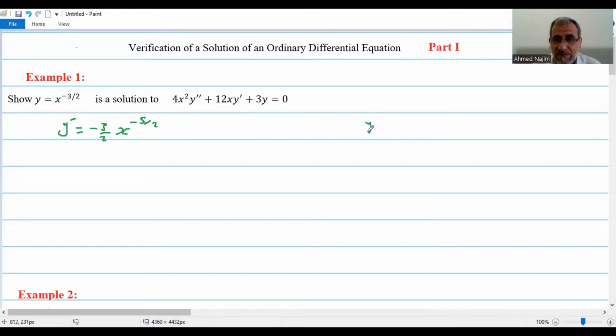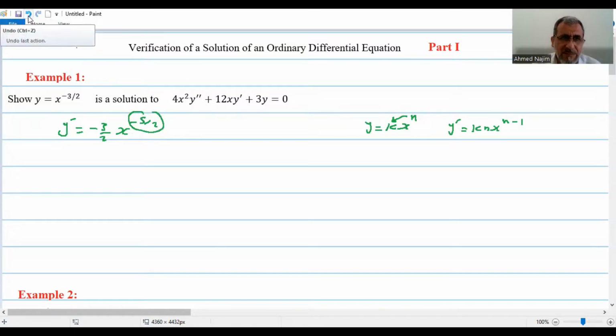Why? Because if I have y equal to k, a constant, times x to the power n, then y prime equals n times k, kn, x raised to n minus 1. Here k is 1, since there's no visible constant. So negative 3 over 2 times 1 is negative 3 over 2, and negative 3 over 2 minus 1 gives negative 5 over 2, because minus 2 over 2.